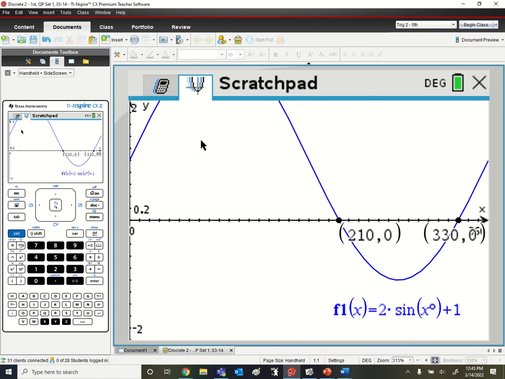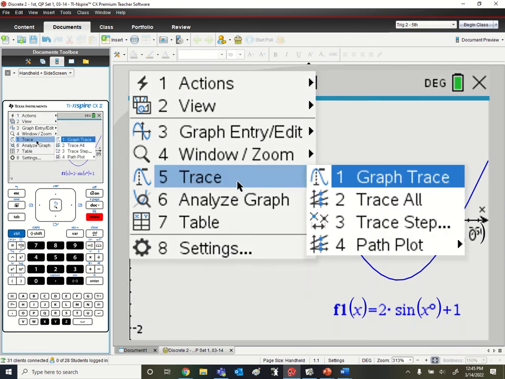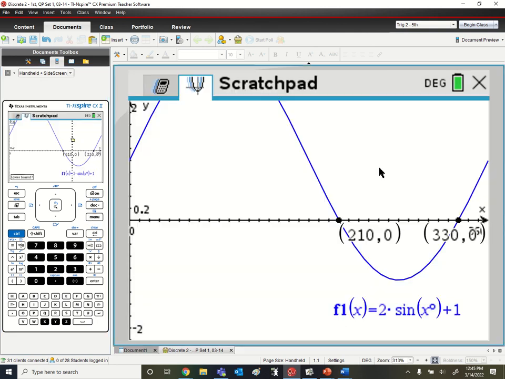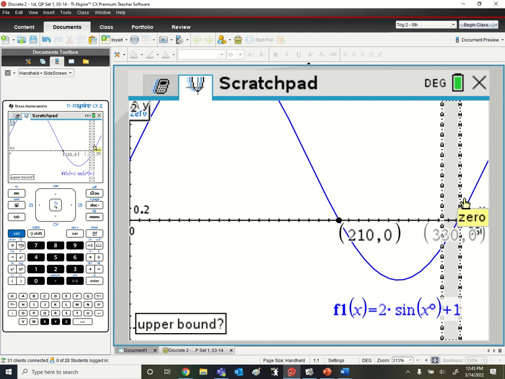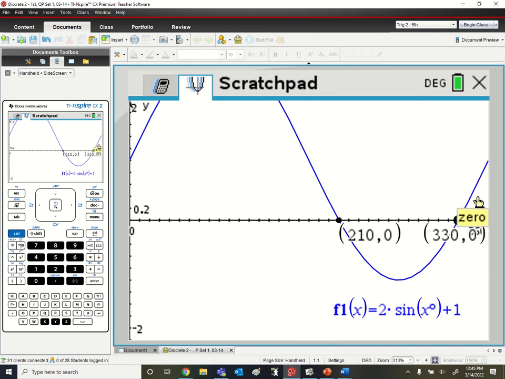Wait, how do we write that? Menu, analyze graph, 0. Look, I'm going to move to the left of the dot. Click, and it says upper bound now, and I just trace over until my dot pops up there.